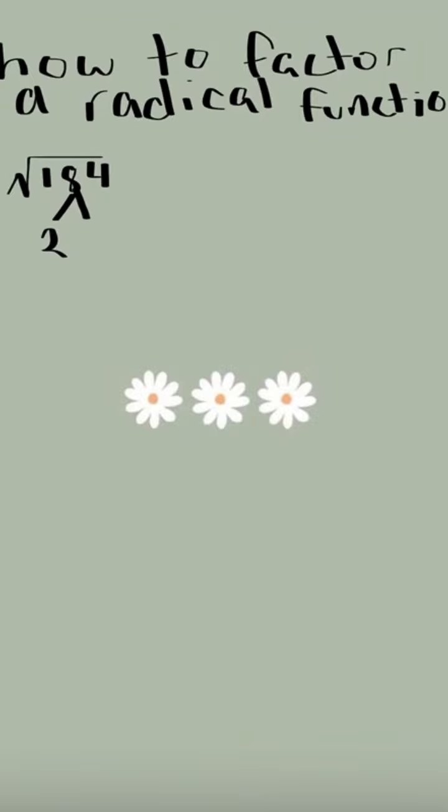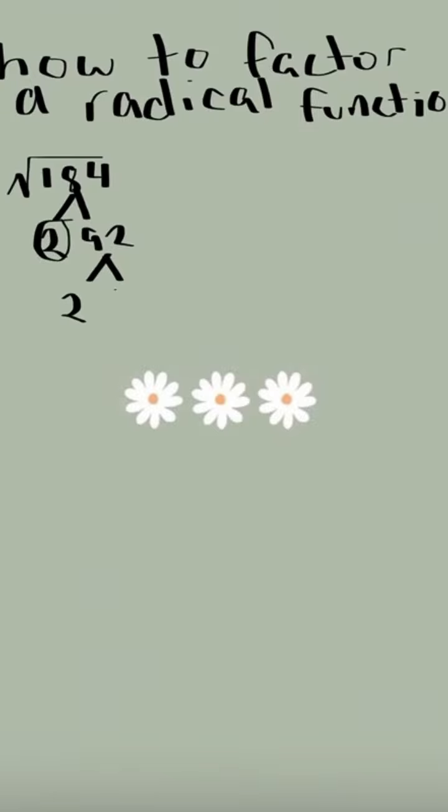Right now, 184 is an even number, so we automatically know it's divisible by 2. So you'll get 2 and 92. When you have this, you're going to circle the 2 because 2 is a prime number, and we need that for the steps later on. It just makes it easier.